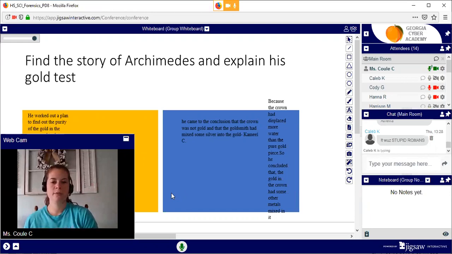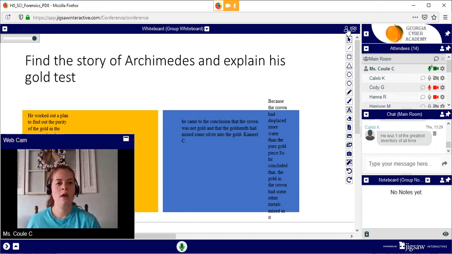So that was kind of like, yeah, I mean, he's a super smart guy, right? He came up with his own forensic investigation method in order to figure out if the gold was pure or not. Density is like the weight per volume.